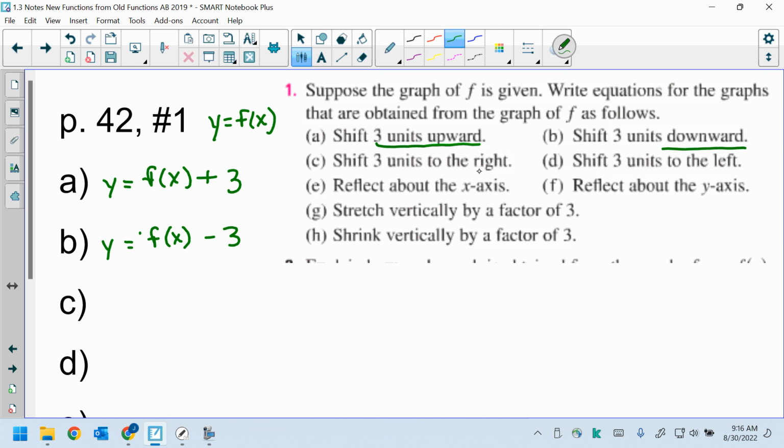Now we're going to do things horizontally. Let's shift 3 to the right. I've got to do something inside the parentheses. And I would think to the right means to add 3. It's always the opposite of what I think.